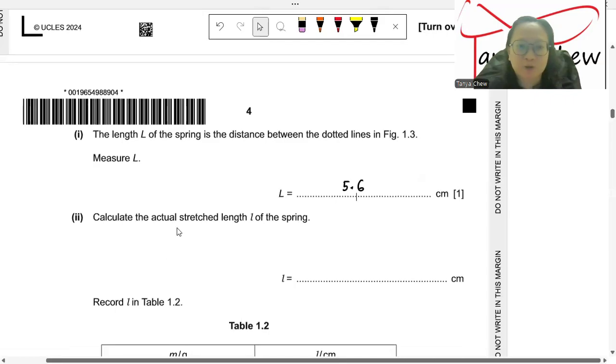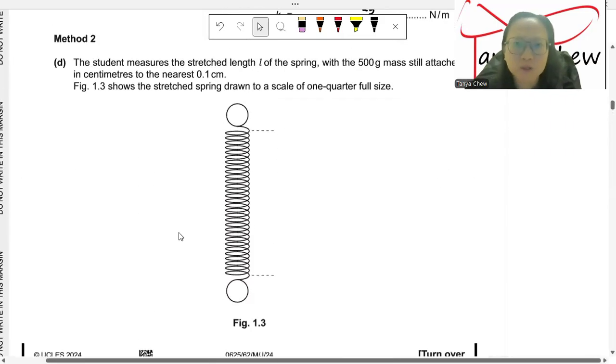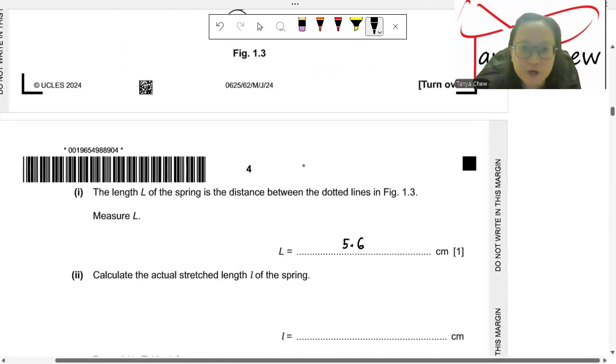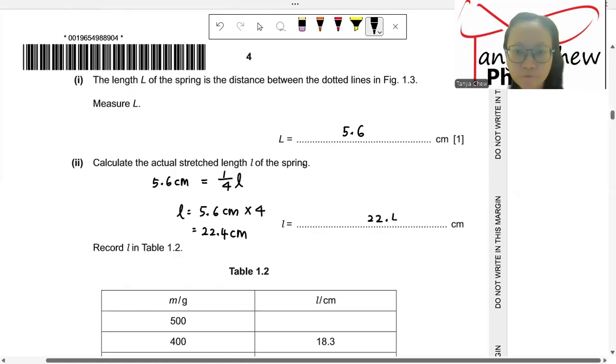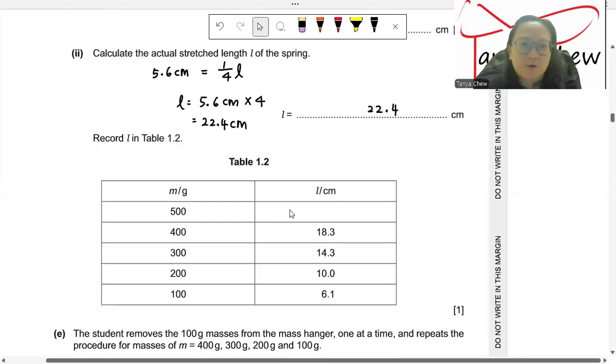And the second part, calculate the actual stretch length of the spring. Remember what the question told us, that this is just 1/4 of the full size. So if you want the real reading of the length, 5.6 cm is just equal to 1/4 of the real length. So the real length should be 5.6 cm times 4, which is equal to 22.4 cm. 22.4 cm is the answer. Record L in table 1.2. So I'm going to put it as 22.4.